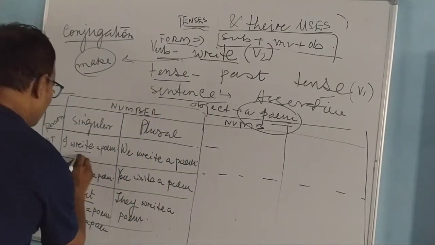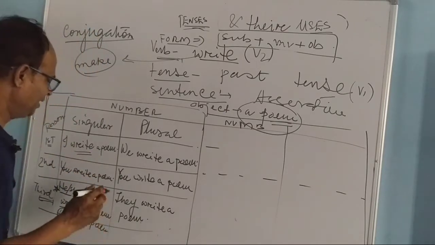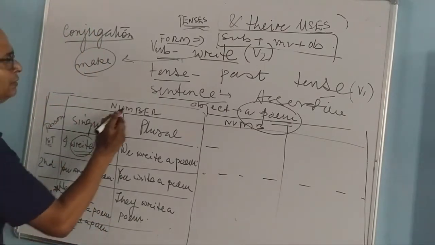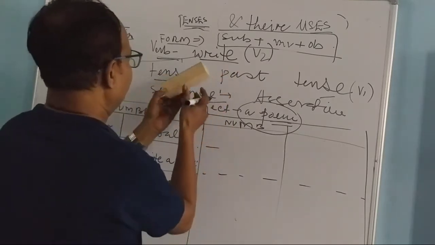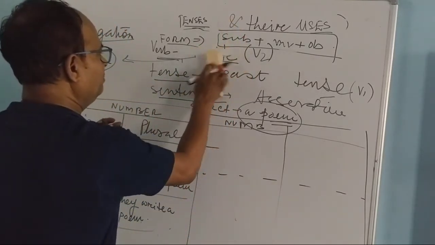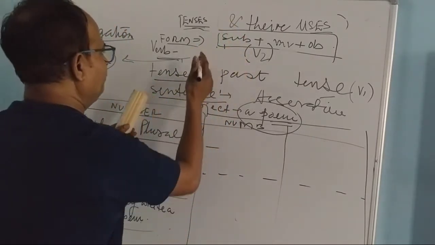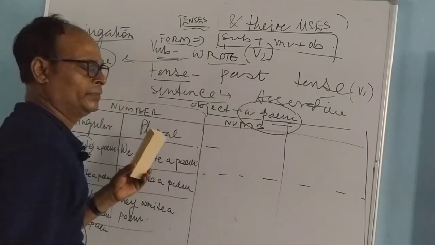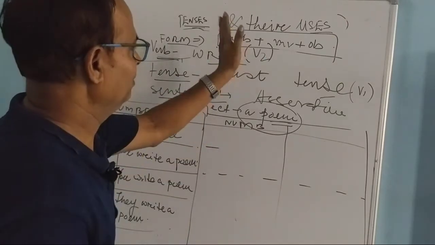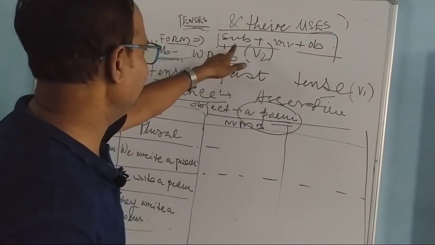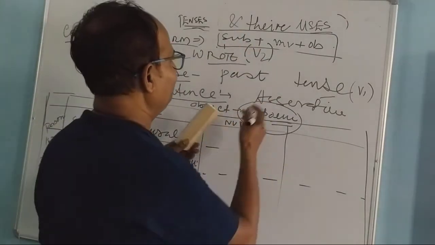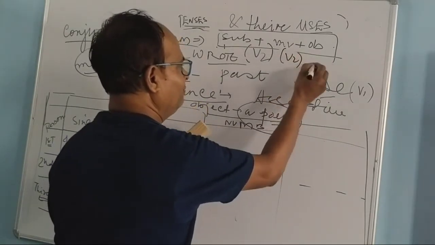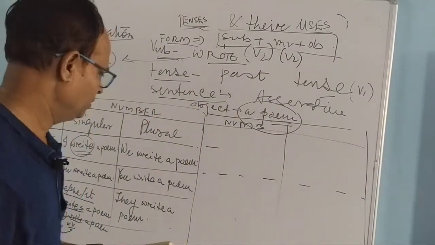Now in the past form, what will be the changes? The verb form will now change from write to the second form, wrote. Other things will be the same. So the form will now be subject, main verb in form 2, and object.